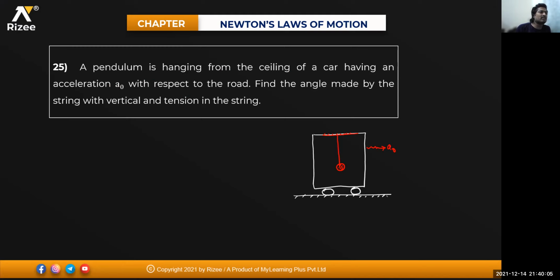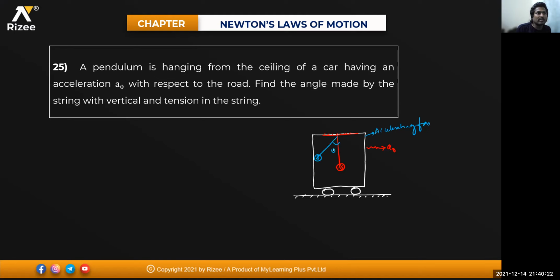Find the angle made by the string. Now what happens is, the moment it goes, it is an accelerating frame. So pseudo force will act on this one. Because of that pseudo force, this will go here, right?